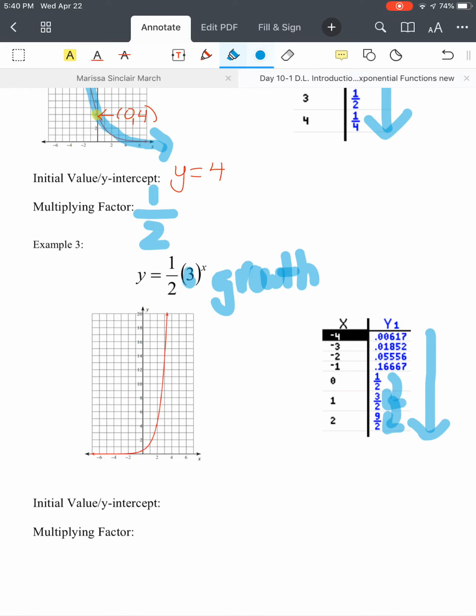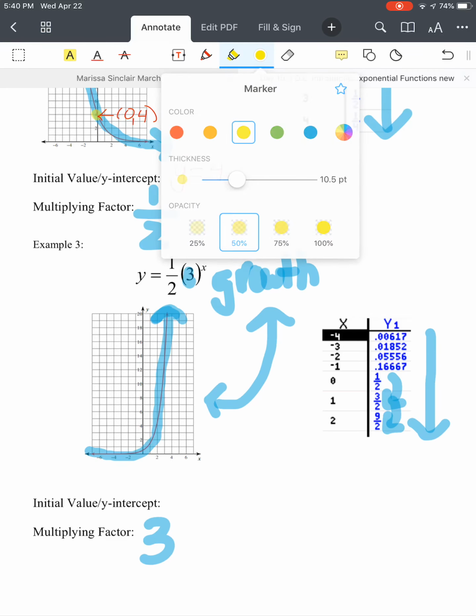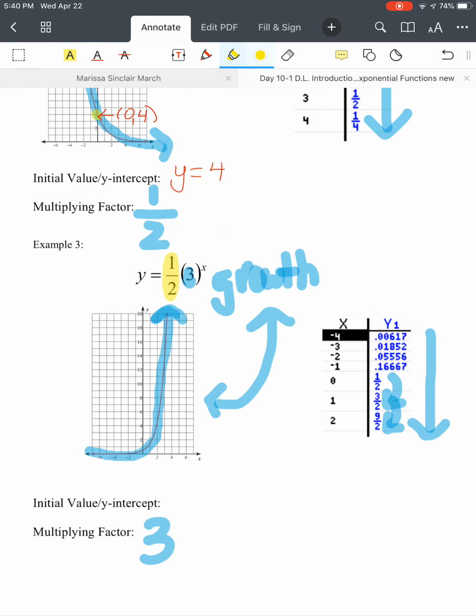And the other way I can tell it's growth is by looking at the graph. An exponential growth graph looks like this. That's showing me that it's growth. I have an up arrow at the end showing me that it's growth. So the multiplying factor is that number in the parentheses, 3. Okay, and then we can get the y-intercept or the initial value as 1/2.